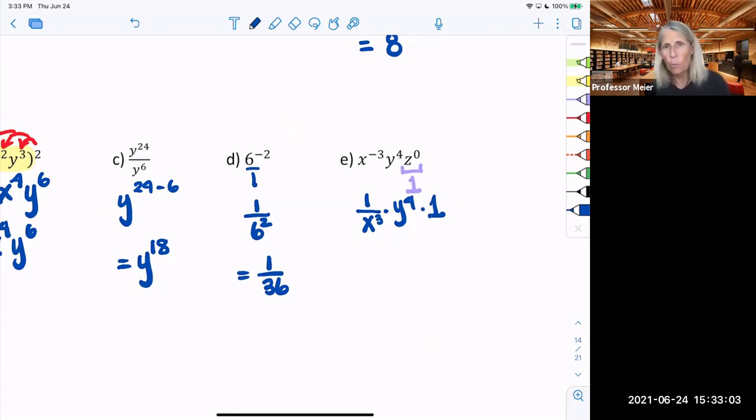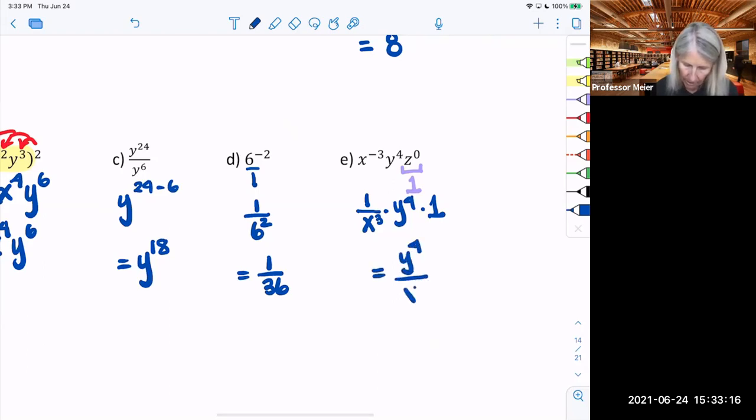Now, we can get rid of the 1, right? 1 times anything is just still the same. So let's drop the 1. So 1 over x cubed times y to the 4th. What's that give you? It gives you y to the 4th over x cubed. Right? Because think of y to the 4th as over 1. So you multiply numerators and denominators. All right, so there's problem E.